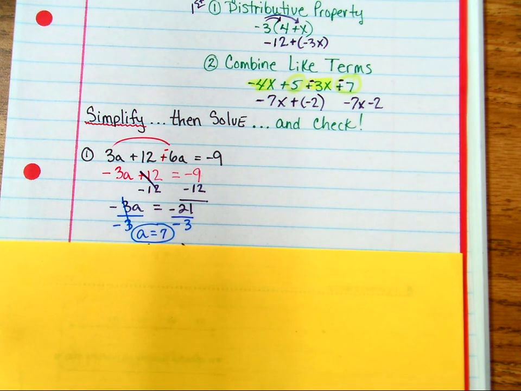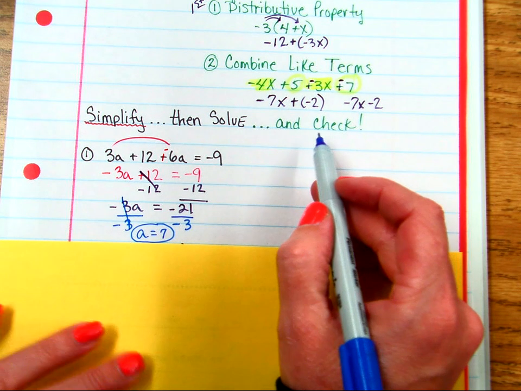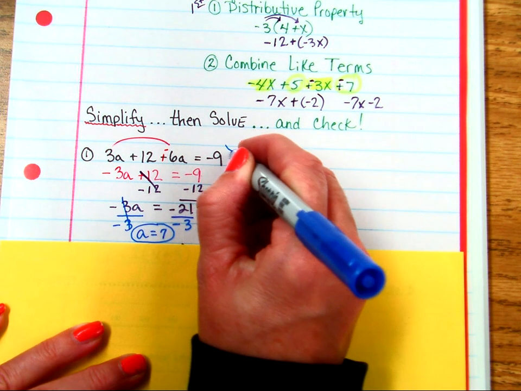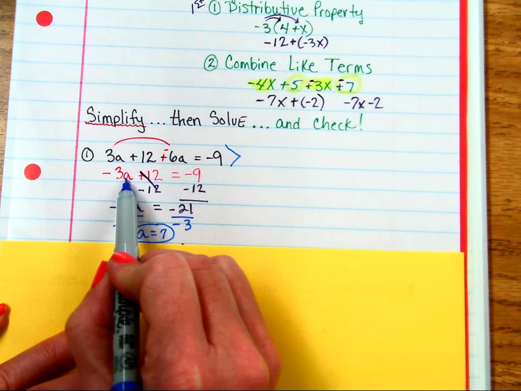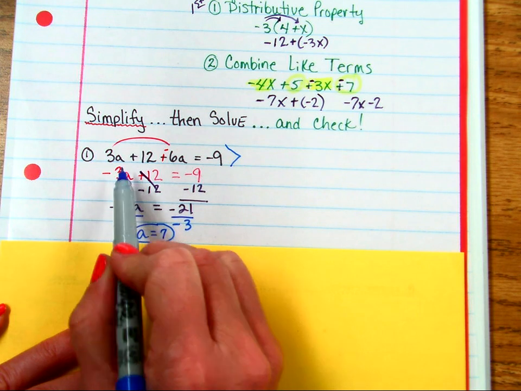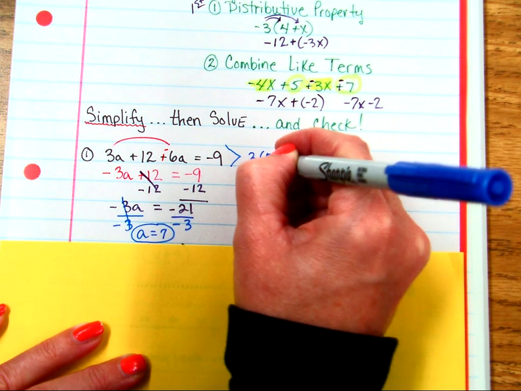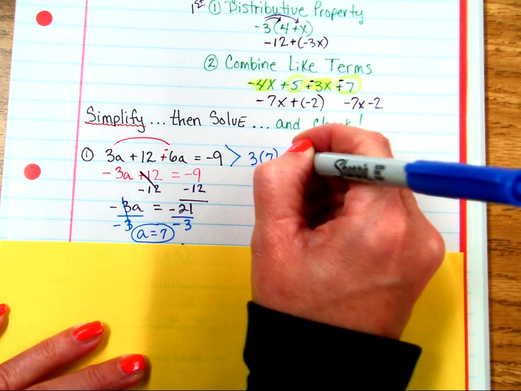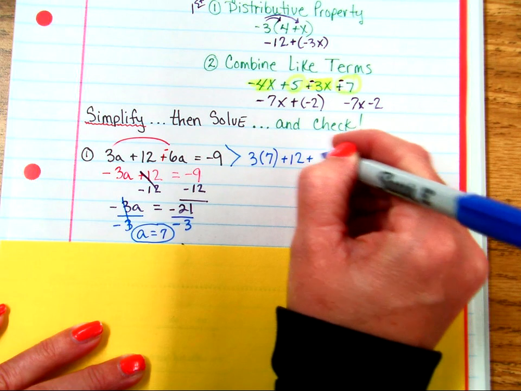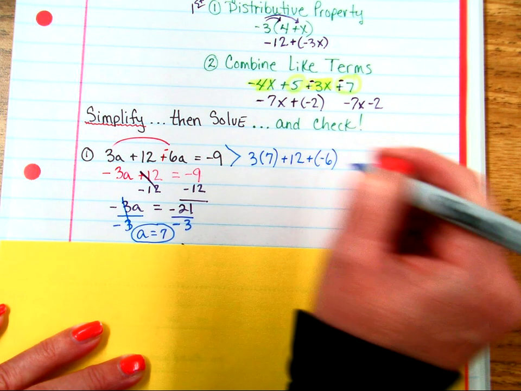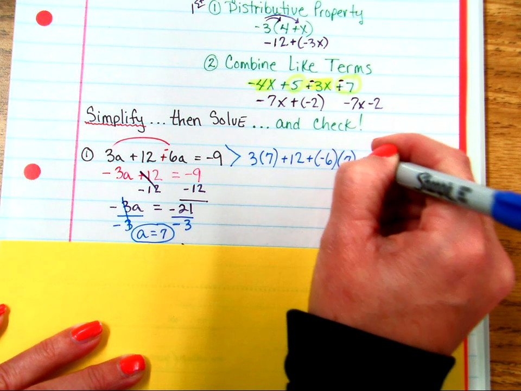Now with that being said, that was simplifying and that was solving. Now we need to check it. When we check it, we take this original equation right here and we're going to rewrite it. And wherever we have the letter a, we're going to be substituting the number 7. So we have 3 times, use parentheses please, 7, don't use an x, plus 12. And I'm going to go ahead and leave my plus negative there. So we have plus negative 6, parentheses, sorry, just to separate those, times 7 needs to equal negative 9.